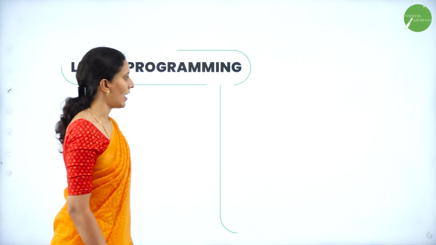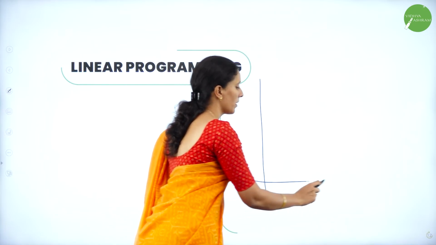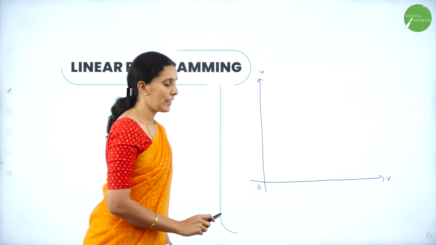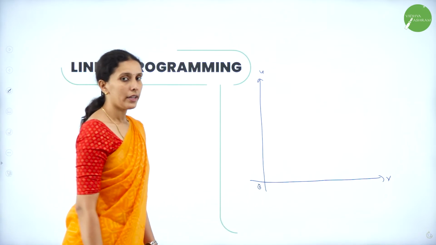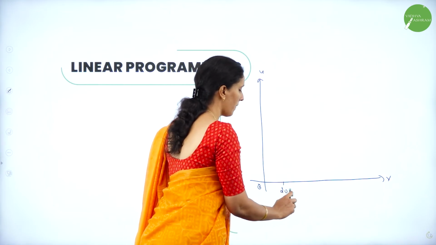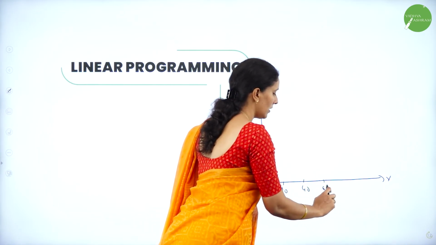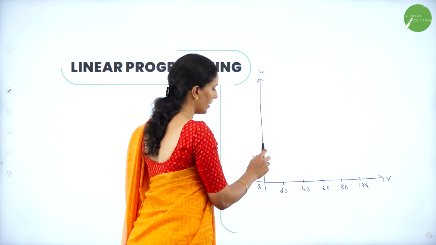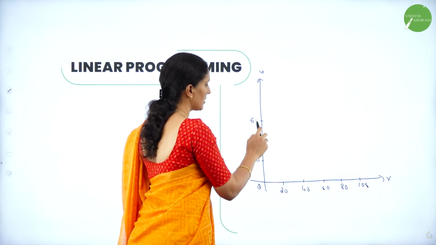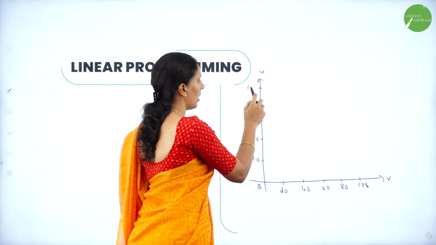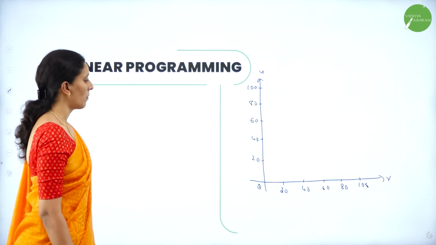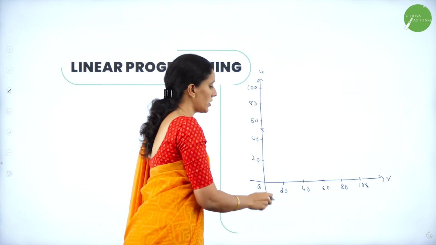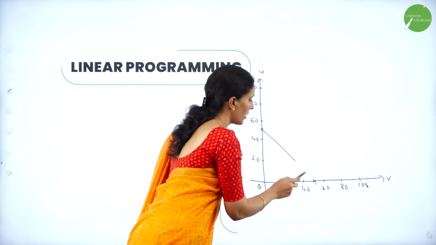Let us plot this in a graph. So I'll take the coordinates here. X and y axis, x, y, origin. I'll take the coordinates in the form of 20, 40 like that. So here it is 20, 40, 60, 80, 100. Here also 20, 40, 60, 80, 100. So now let's plot it. The first point is 0, 50, 50, 0. So this is the straight line.